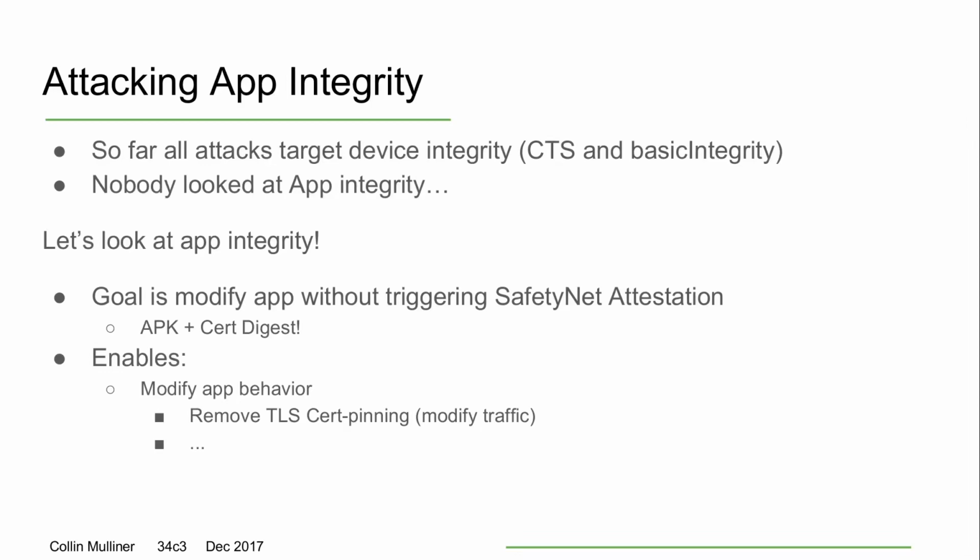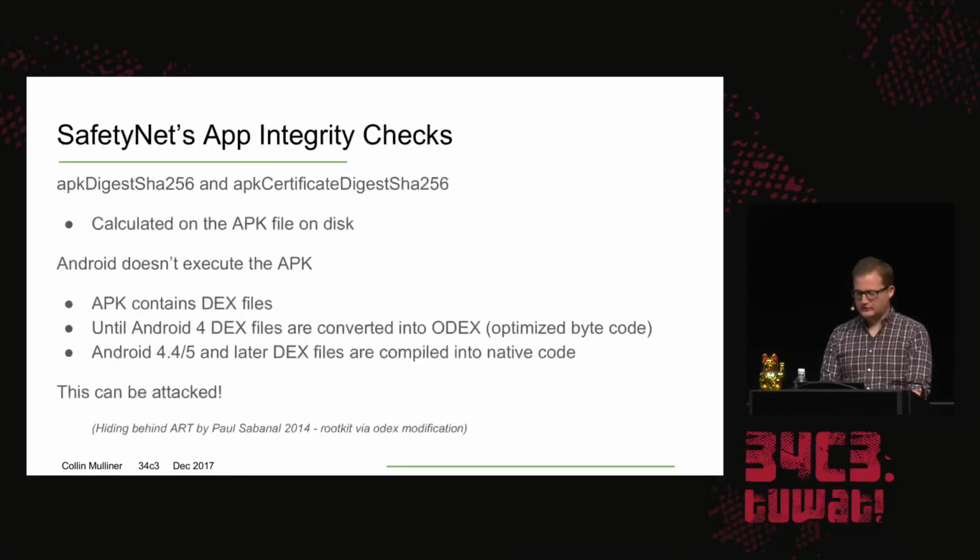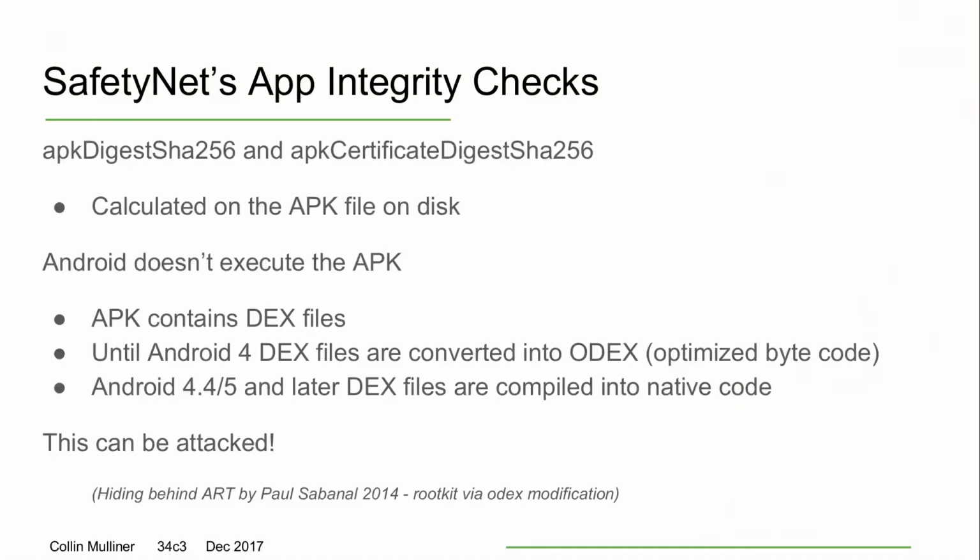Because if you could modify the APK, you could do something like remove the TLS cert pinning and modify traffic and things like that. And you probably don't want that to happen. So app integrity is very interesting. So how do the cert digests or the APK digest actually work? The interesting part is those two values are calculated on the APK file that is stored on disk.